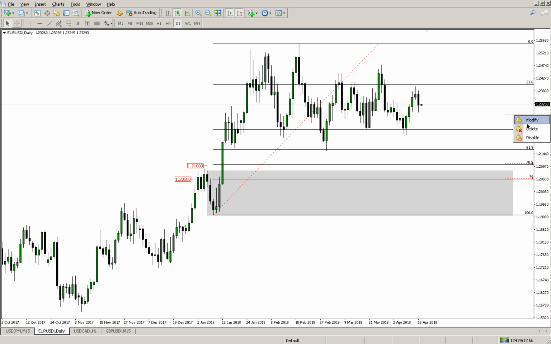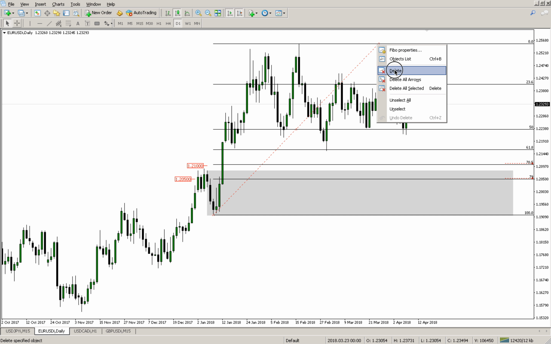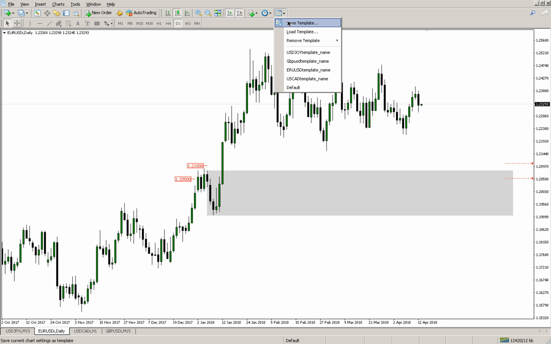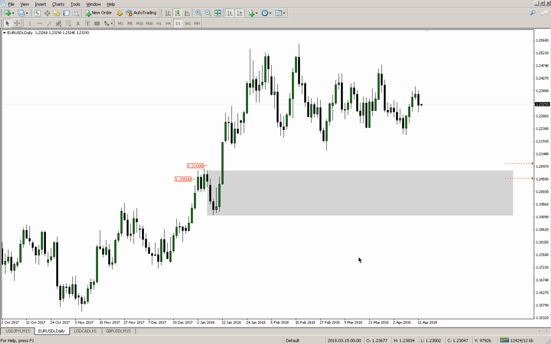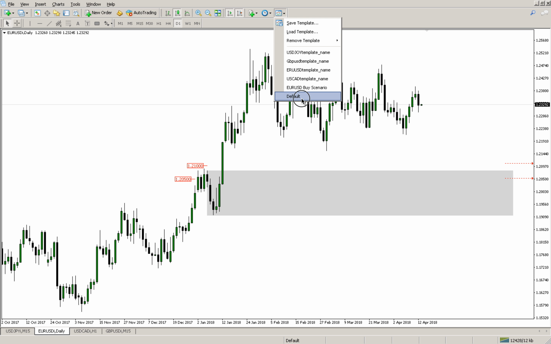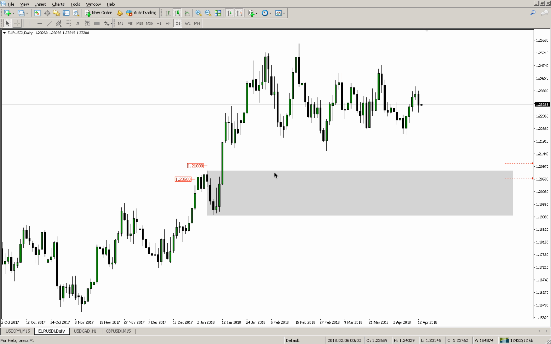So let me delete this alert because we don't need that one. So keep in mind 1.21 and 1.25, 1.205 is what we're looking at for potential longs for Euro USD. And I will save this as a template so we can refer to this in the future. Buy scenario. Alright. So now in future videos we can just pull up this chart and basically put on Euro USD buy scenario and see what we're looking for.